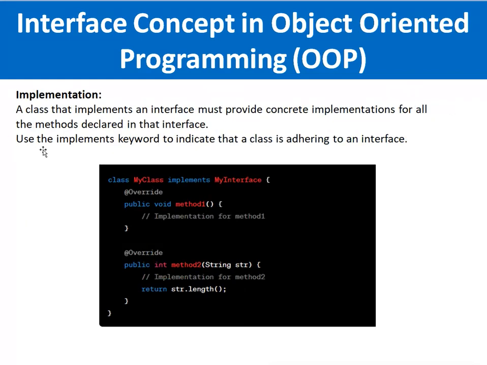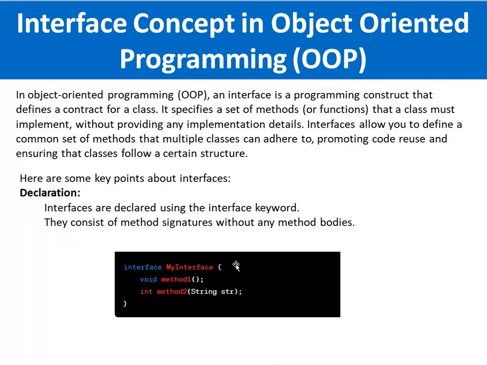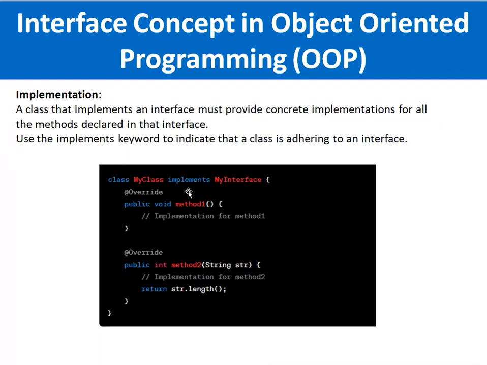Now when we talk about the implementation, the class that implements the interface must provide concrete implementation for all the methods, using the implements keyword to indicate that a class is adhering. For example, MyClass implements MyInterface. Okay, so MyClass implements MyInterface, and it provides you the detail of method1 and method2. Here public void method1, so you can write the code here for method1. Similarly, method2 takes the string str and returns str.length.